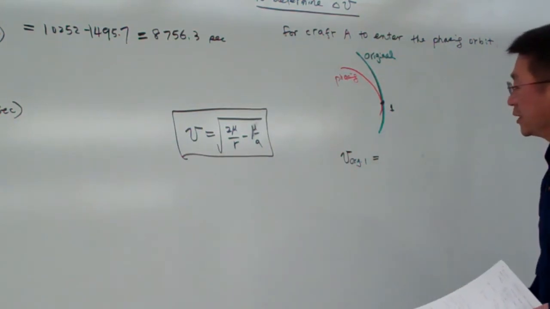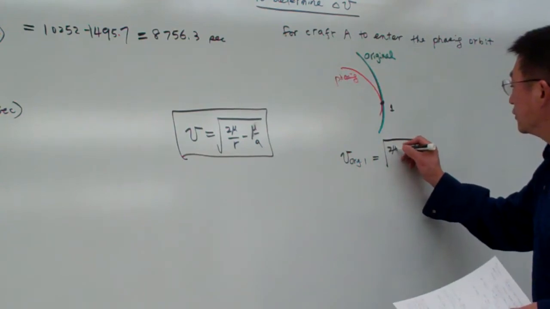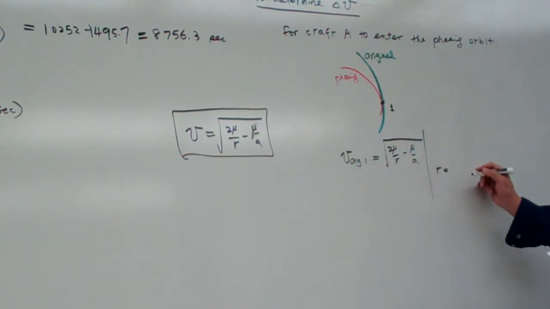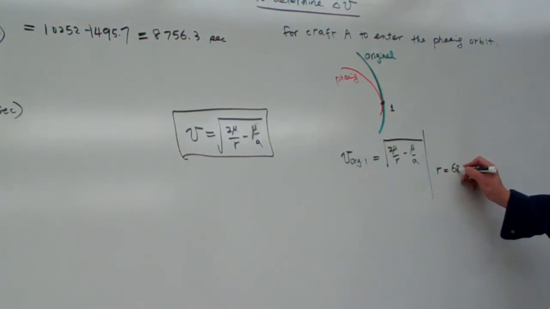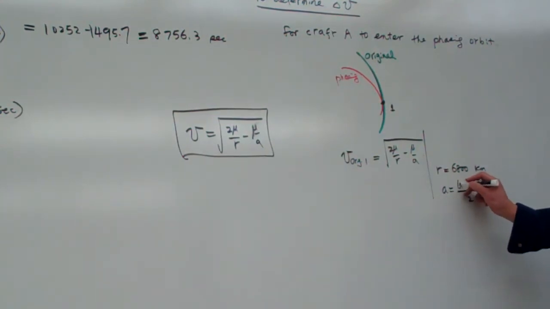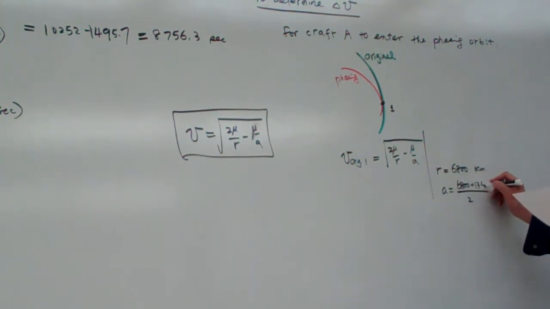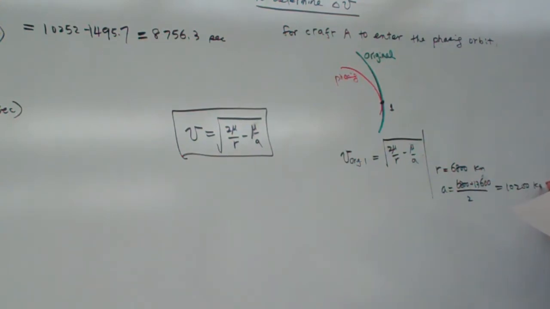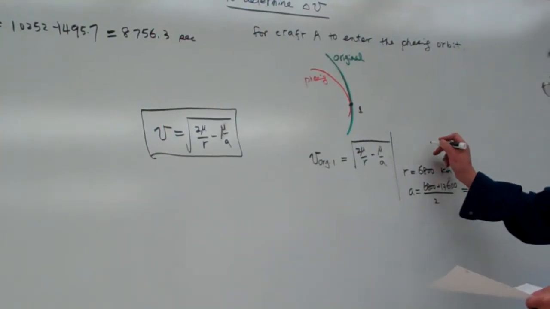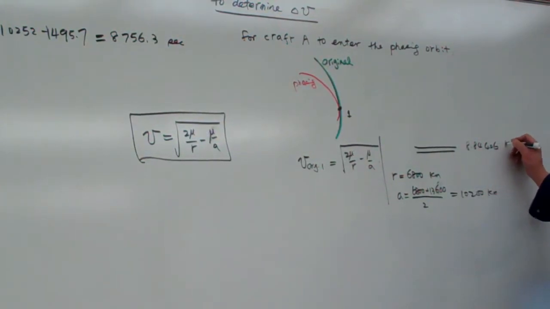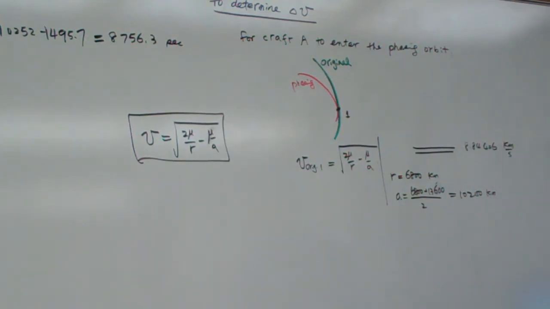Again, 2 mu over r minus mu over a, and here I'm going to plug in. R for the original is the apogee distance, 6800 kilometers, and a equals one half of 6800 plus 1360. Plugging in those numbers, that will be equal to 8.84406 kilometers per second.